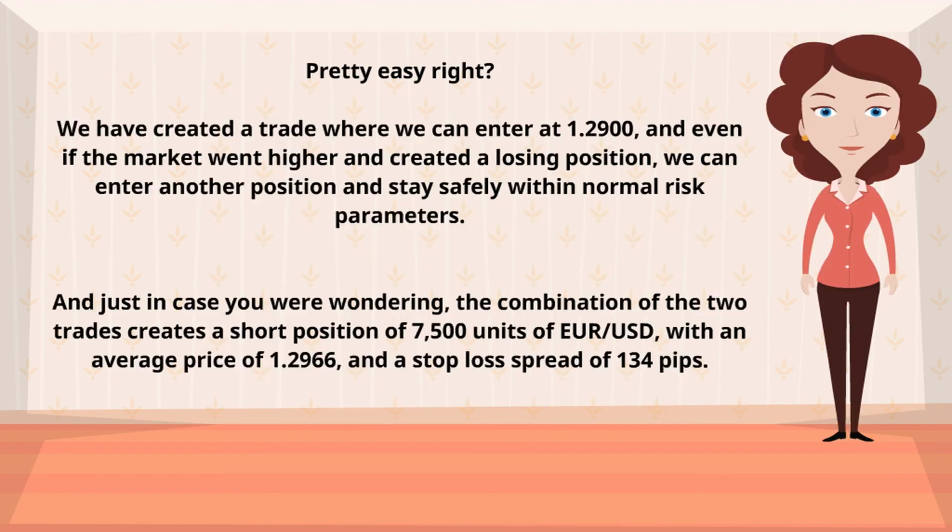Pretty easy, right? We have created a trade where we can enter at 1.2900, and even if the market went higher and created a losing position, we can enter another position and stay safely within normal risk parameters. And just in case you were wondering, the combination of the two trades creates a short position of 7,500 units of euro to US dollar, with an average price of 1.2966, and a stop loss spread of 134 pips.